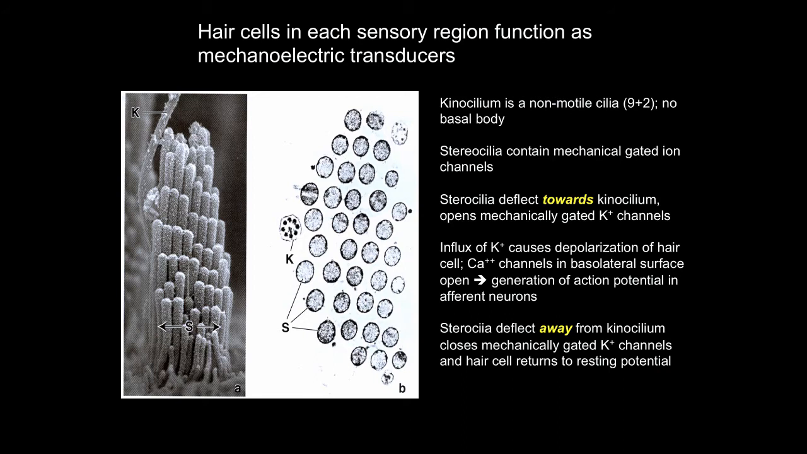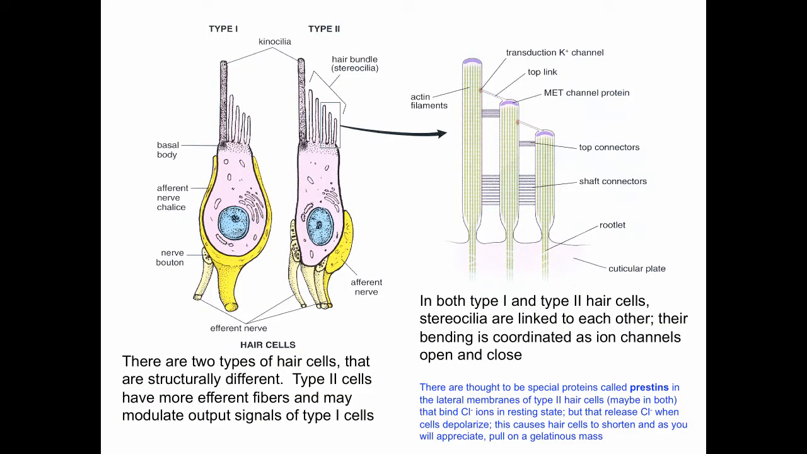Now the stereocilia will deflect away from the kinocilium. That will close the mechanically gated potassium channels. That will cause the hair cell to return to its resting potential. Now something that's rather interesting, it's a little bit of trivia, you don't really have to remember it, but hair cells in the vestibular system retain a kinocilium. Hair cells in the auditory system lose that kinocilium, but they retain a basal body. There are two types of hair cells that are structurally different from each other.